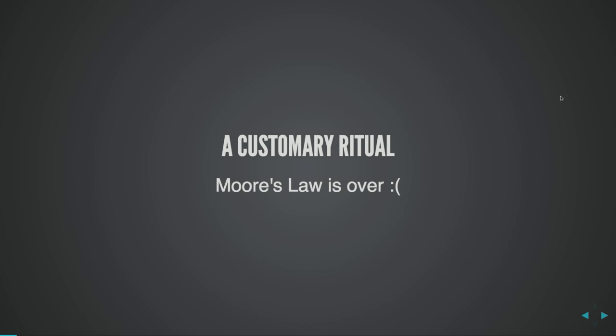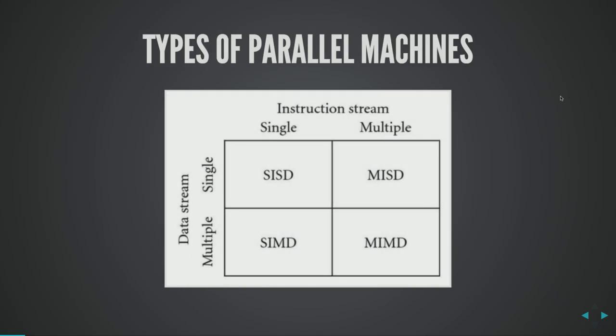Almost all parallel programming talks generally start with saying that Moore's law is over. We should look for multi-core processors. Multi-core processors are coming in, which is absolutely correct. But I am not going to be talking about that line of parallel computing. It's the other thing. So to understand that, let us see these types of parallel machines.